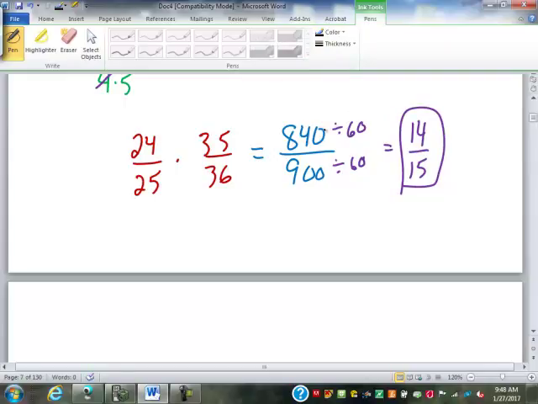Like I said, most of the time I would divide by 10, so now you got 84 over 90. Well, they're still even, so I divide by 2. You got 42 over 45. Might take you a while there to see that they're both divisible by 3, which gets you to 14 over 15.